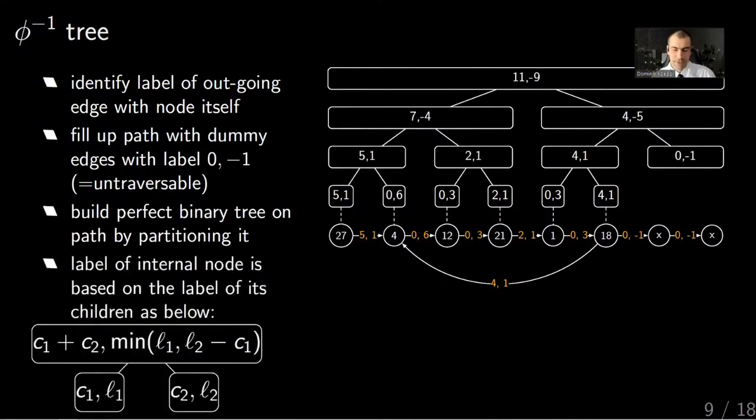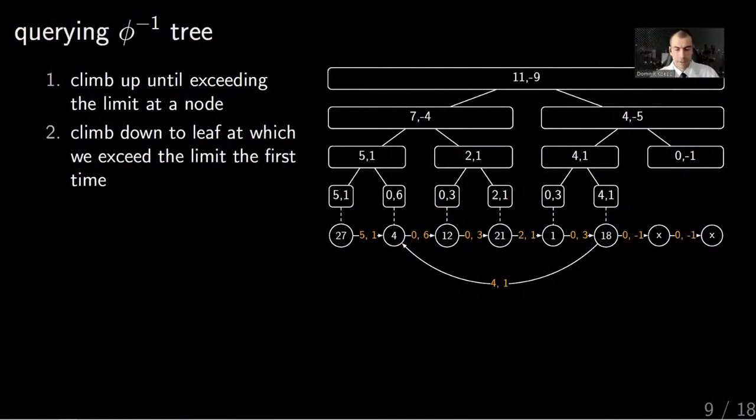What we do here is that each internal node also gets a label of costs and limits, where we just sum up the costs of the children, and for the limit, we take the leftmost child or the rightmost minus the cost of the leftmost, whichever is smaller. So the left part means that we emulate the traversals that we already did in the past for the leftmost, and therefore paid already C1 costs. Next slide, please. So what we do is that we climb up until reaching the limit of a node.